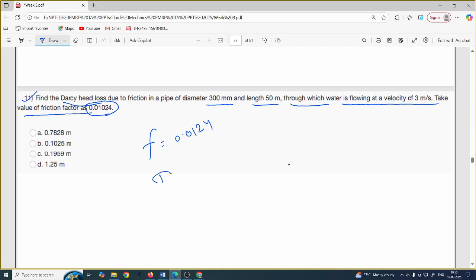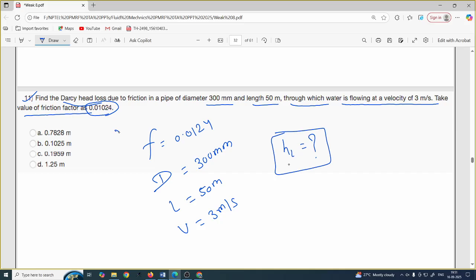0.0124. Your friction factor is given 0.0124. Diameter of the pipe is 300 mm and the length of the pipe is 50 meter, and velocity is given 3 meter per second. So you need to calculate head loss. This is the data given. So please just try to calculate.